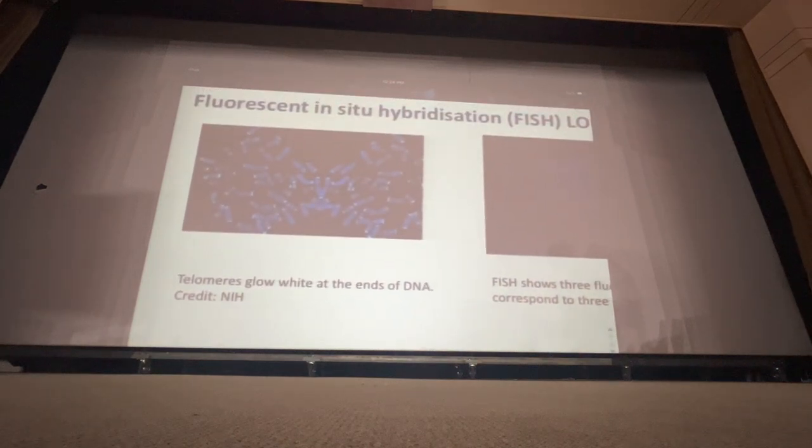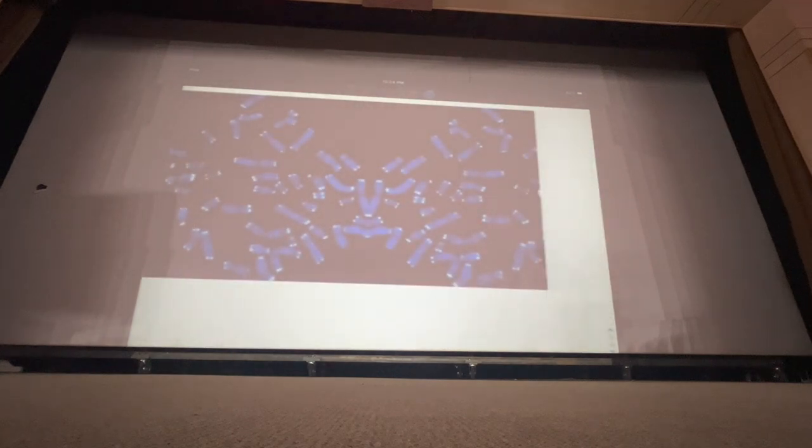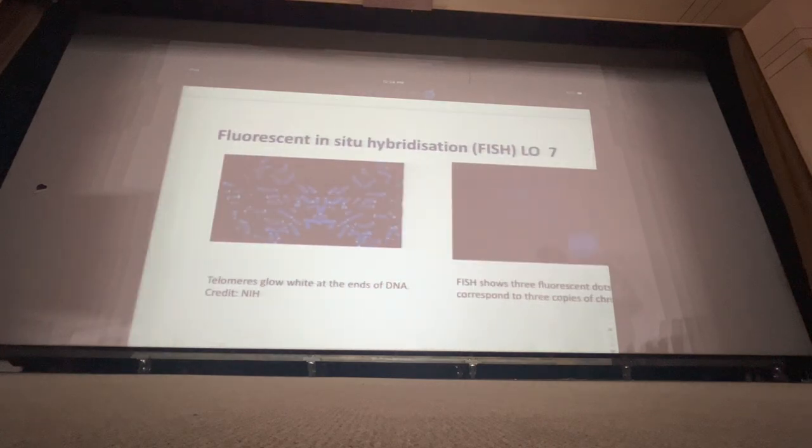So here you can see they have used a specific probe for the telomere. You can see only the telomeres are coming with that color. So this is one method of FISH. Telomeres glow white at the end of the DNA.